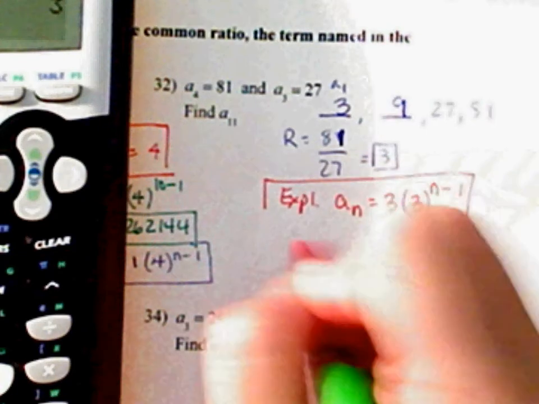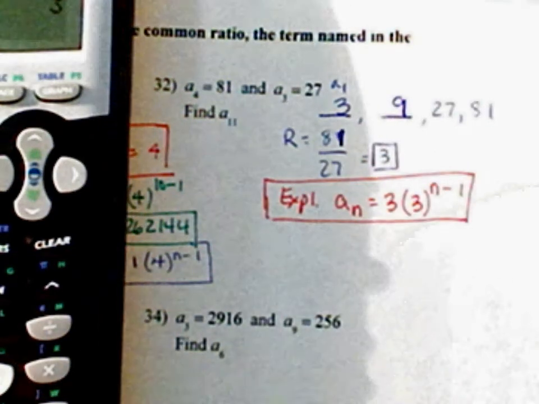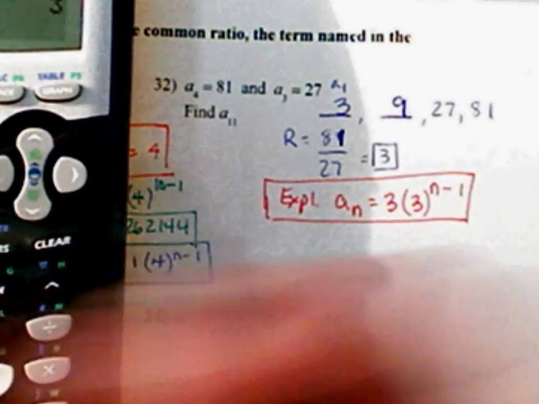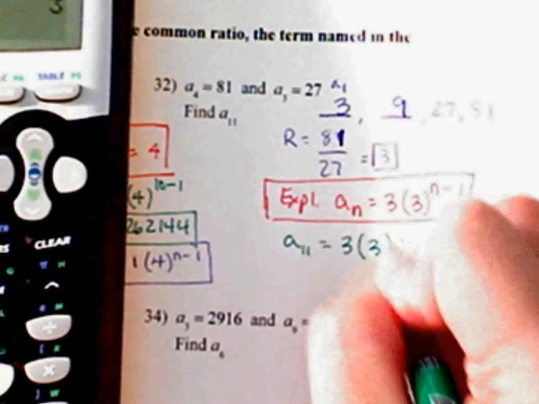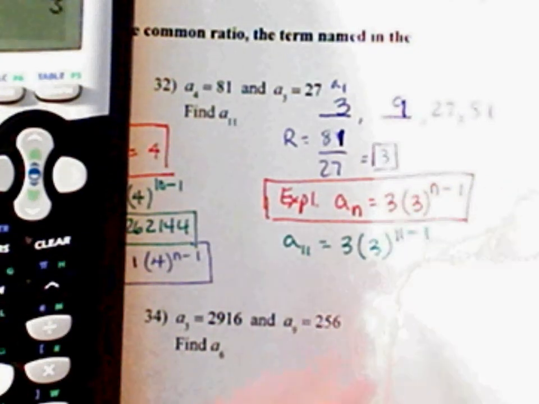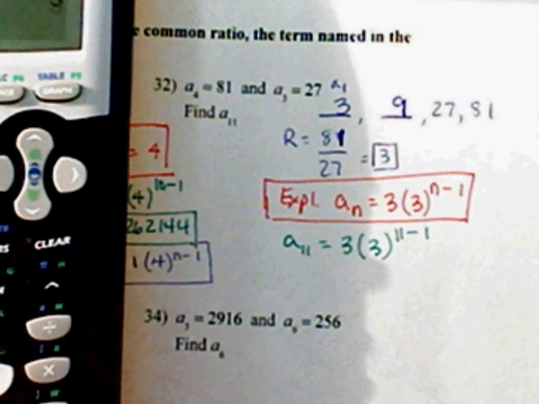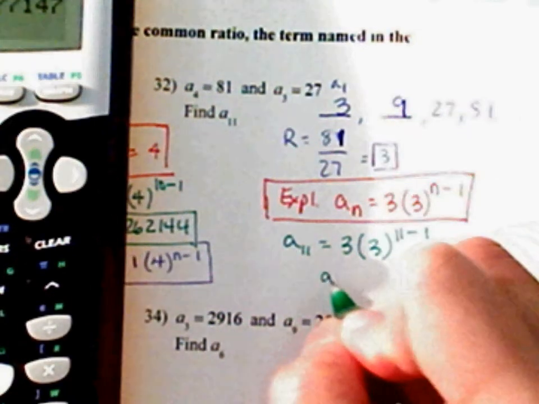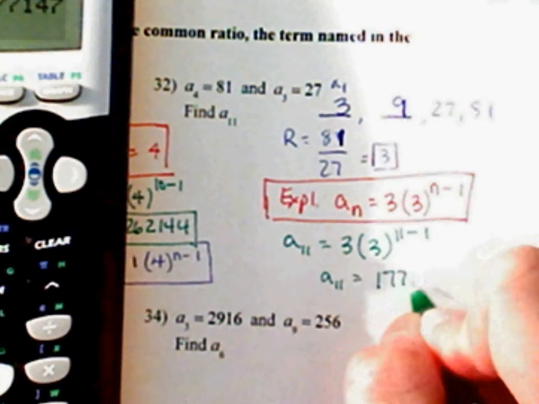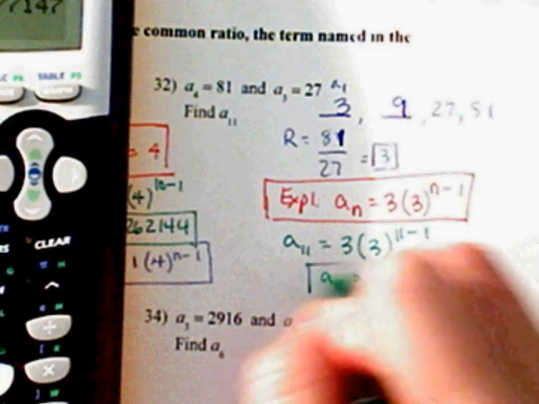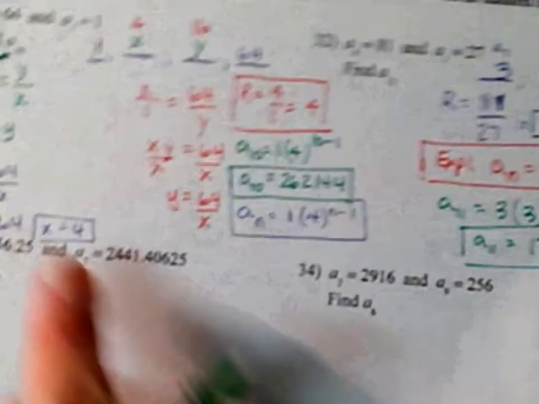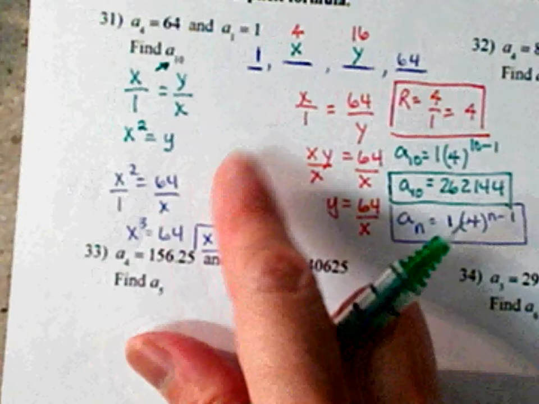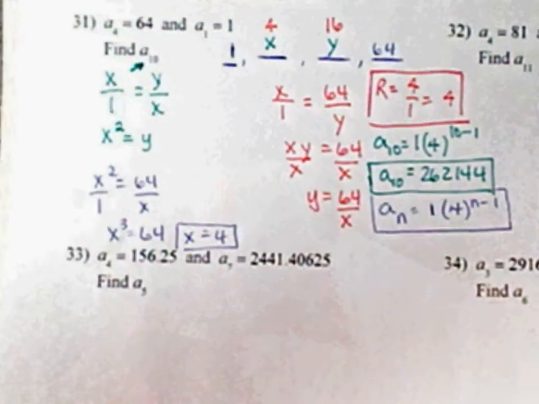Now that you found your explicit, you can easily find the 11th term. So starting at 3, with a ratio of 3, 11 minus 1. And the 11th term comes out to be 177,147. Okay. By the way, this is not new math. This is proportions. You guys have done this for a long time. All right, let's look at number 33.